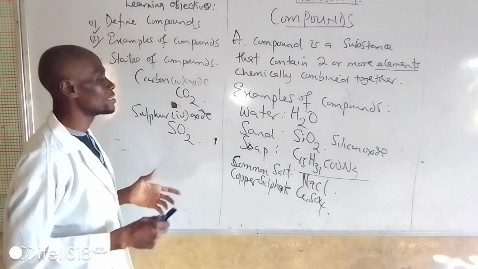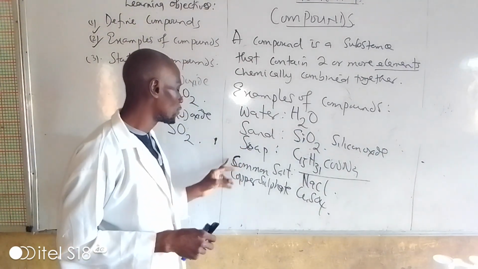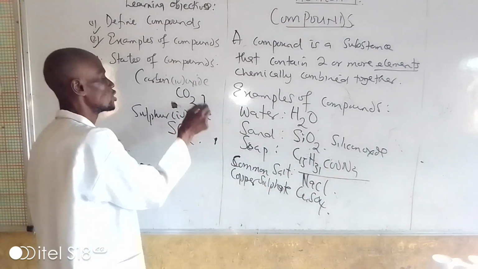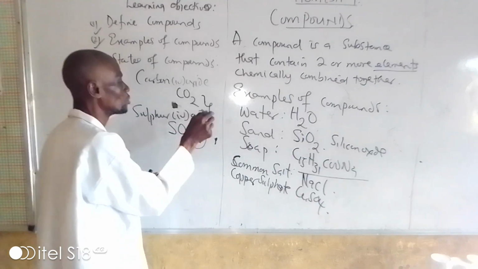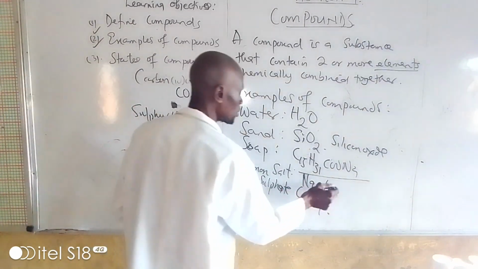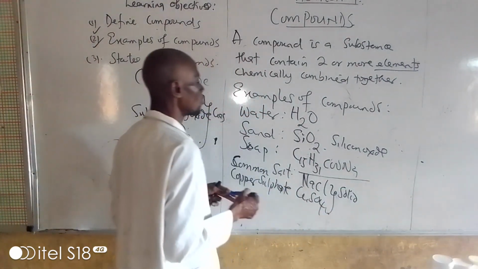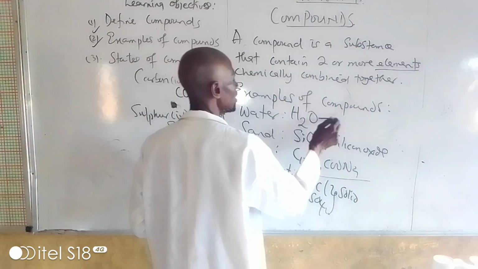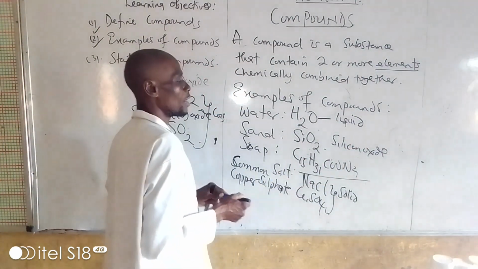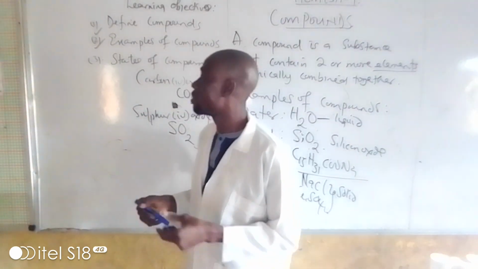So what I have drawn here is that a compound can be in liquid form, solid form, or gas. CO2 and SO2 are gases. Sodium chloride and copper sulfate are solids. Water is a liquid, and we also have liquid soap. So a compound can exist in more than one state.